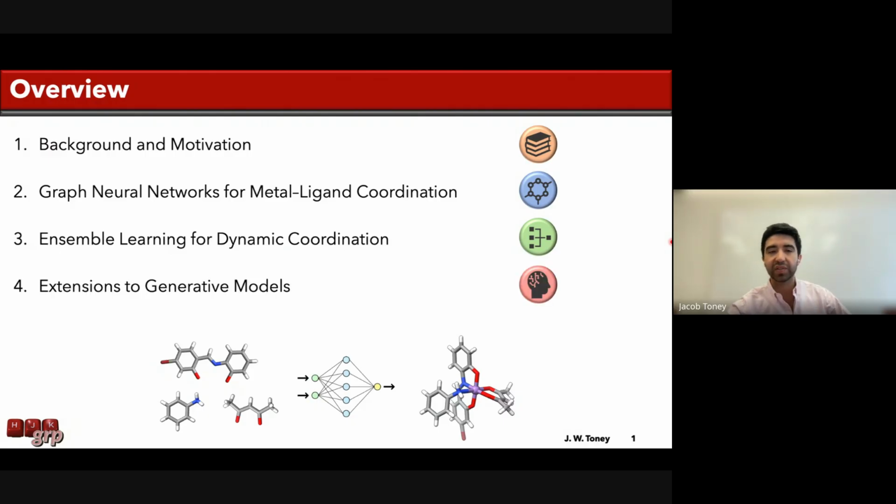I'll close with a little bit of extensions to generative models, just one slide or two on this, where we discuss applying these models in different contexts in more recent work. And then finally, some discussion where we'll do Q&A and I'll answer some questions.